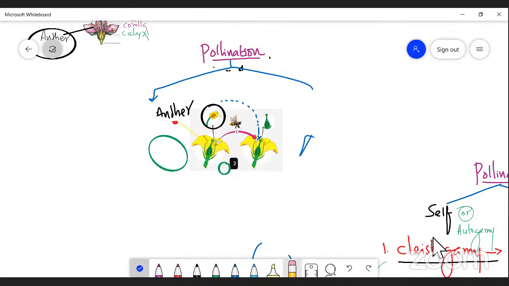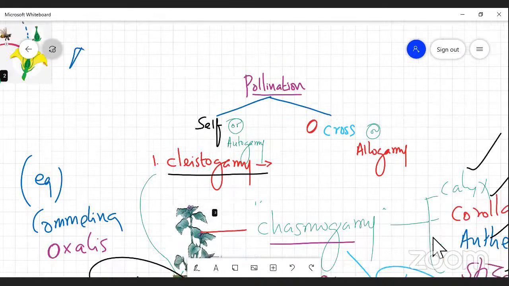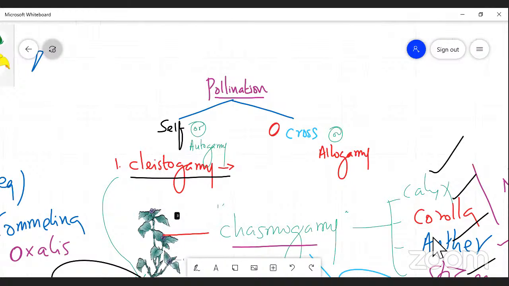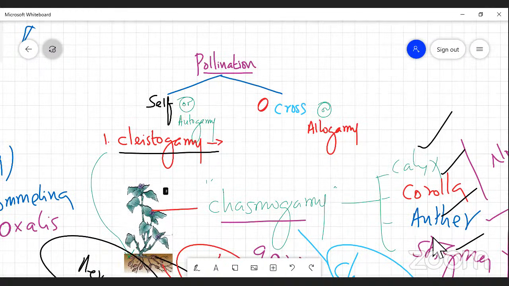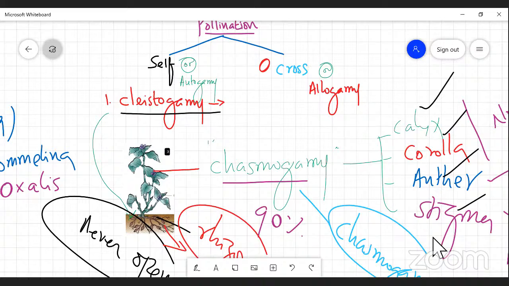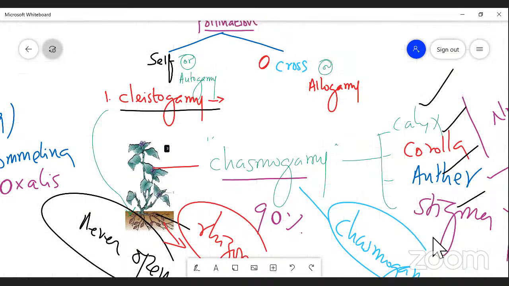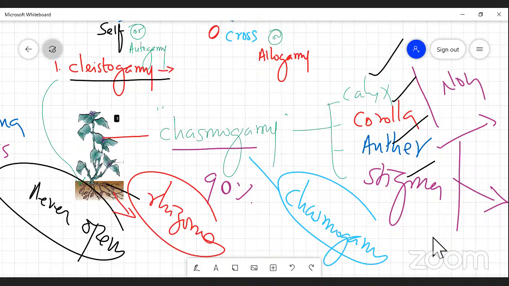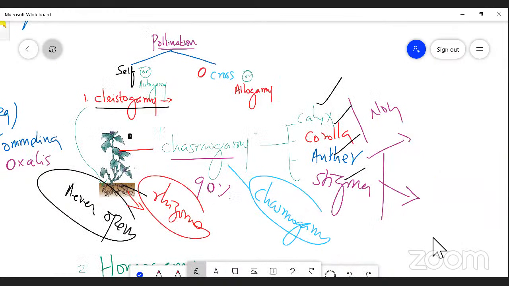And as I said, self-pollination is further classified into the following types: cleistogamous flower, and before that, chasmogamy. Chasmogamy is nothing but the transfer of pollen grain from anther to stigma. During that time, the flower pods may open and be exposed for the pollination process. That is called chasmogamy.